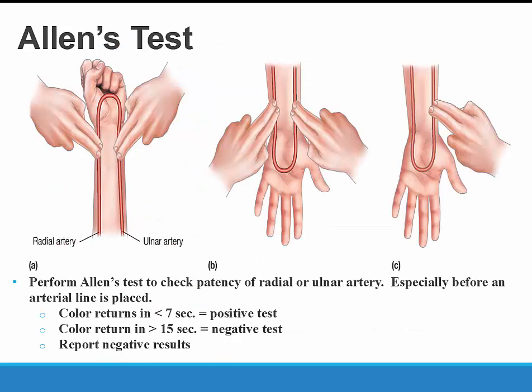An Allen's test should be performed to check patency of the radial or ulnar artery, especially before an arterial line is placed. If the color returns in less than 7 seconds, it is a positive test. If the color returns in greater than 15 seconds, that is a negative test, and you need to report negative results.